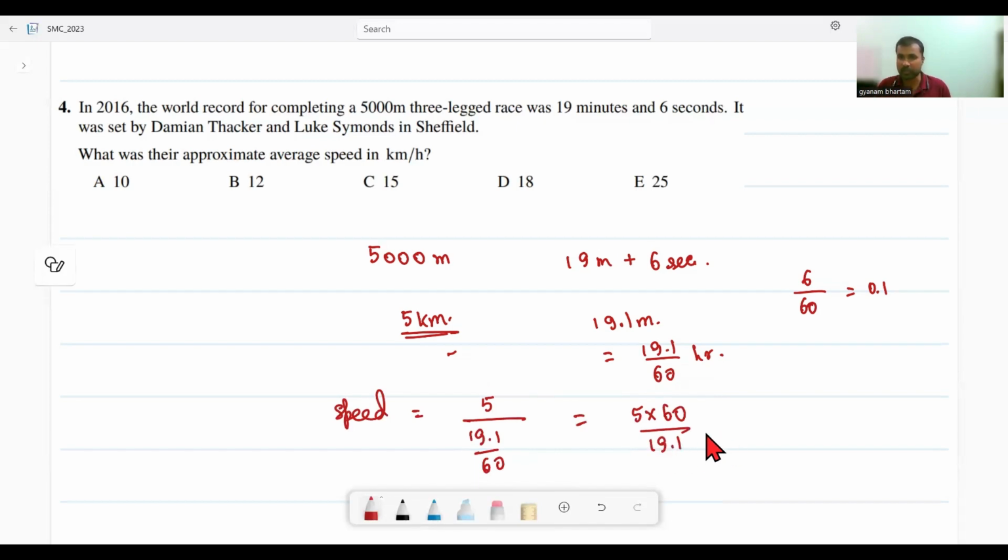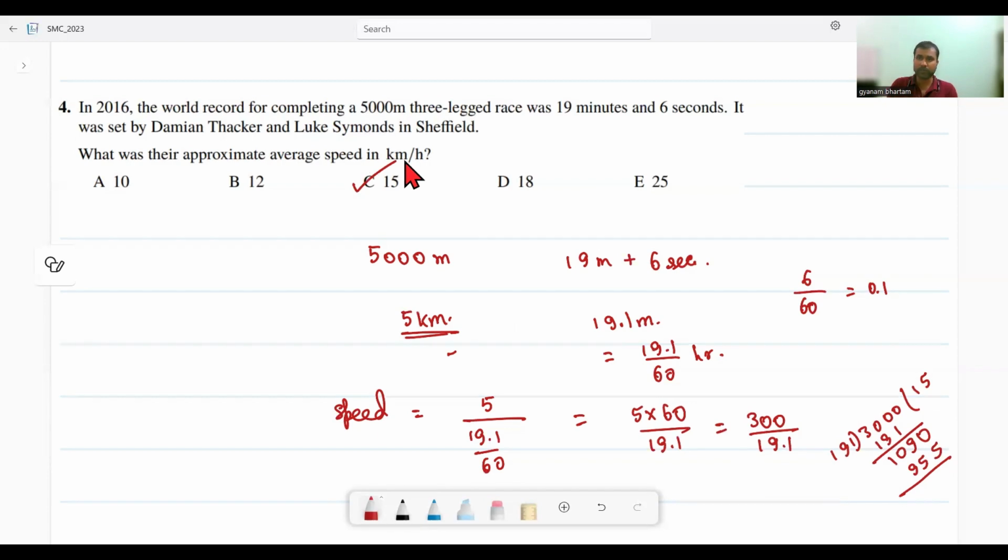Now we have to find the approximate answer. This is going to be 300 divided by 19.1. So for the approximate answer, just divide it. It means 191 and 3000. We have 1 time 19, so this is going to be 9, this is going to be 0, and this is going to be 1 and 0. 5 times, if you take 5 and 95, you get 15 approximately, right? So that's it.